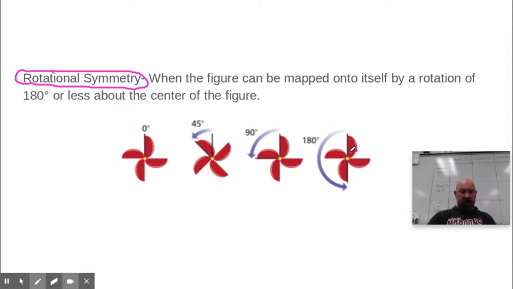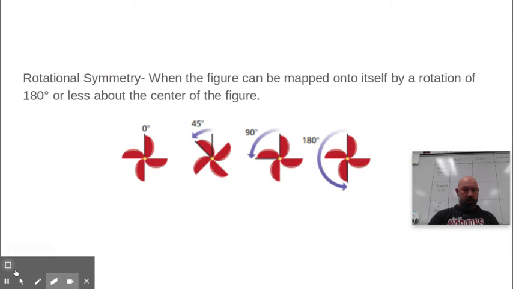90 degrees, 180. One of the things you can recognize when you start talking about rotational symmetry is if it has 4 equal parts like that, if it has 3 equal parts, if it has 5 equal parts, that's what's really going to stand out for rotational symmetry. That's what you want to look at. Okay, so let me erase right here.